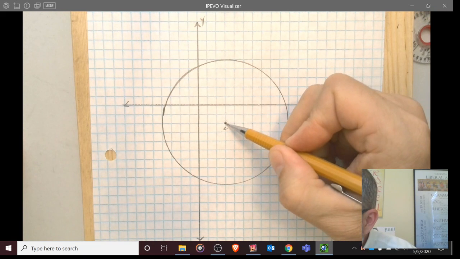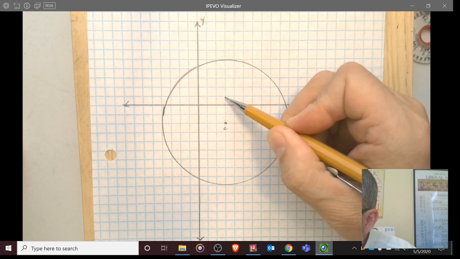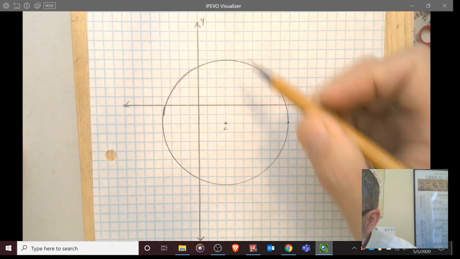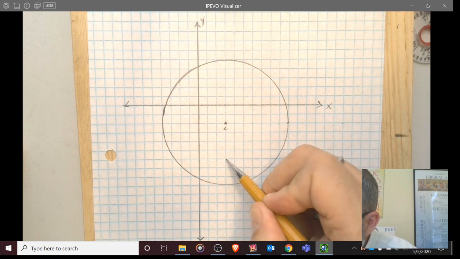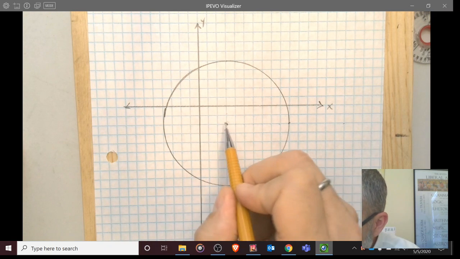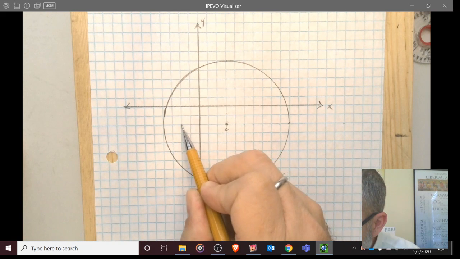Okay, I need to check the radii. Did it slip at all? I don't know. If I go up, I should have 7. 1, 2, 3, 4, 5, 6, 7. Nope, I'm in there. And then down. 1, 2, 3, 4, 5, 6, 7. Okay, and then left. 1, 2, 3, 4, 5, 6, 7.